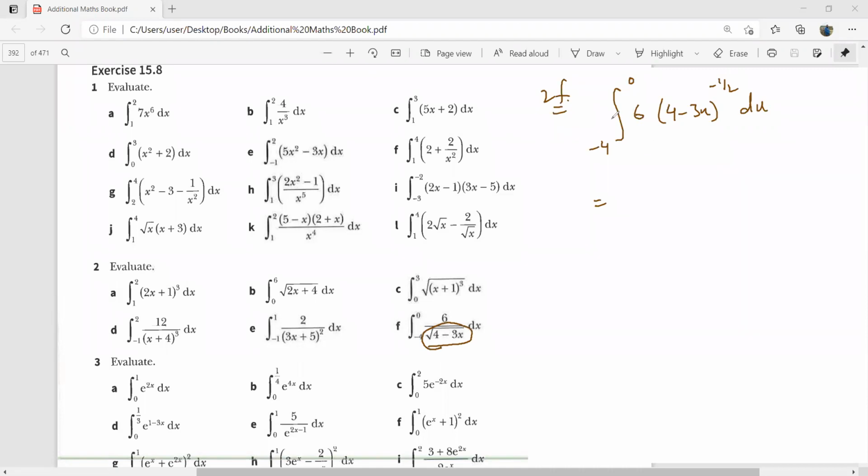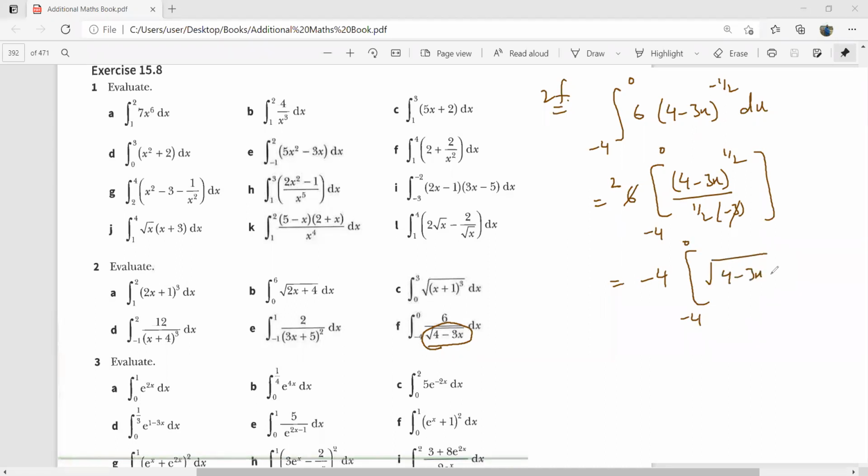Now I'm going to write this 6 outside here. So 6 limit from -4 to 0. This is going to be 4 minus 3x raised to power half over half into -3. And this gives me, I can cancel out this 3 with this 6. So I have -4. I'm writing this -4 outside from -4 to 0. And I'm left with under root 4 minus 3x, on which I have to apply the limits now.